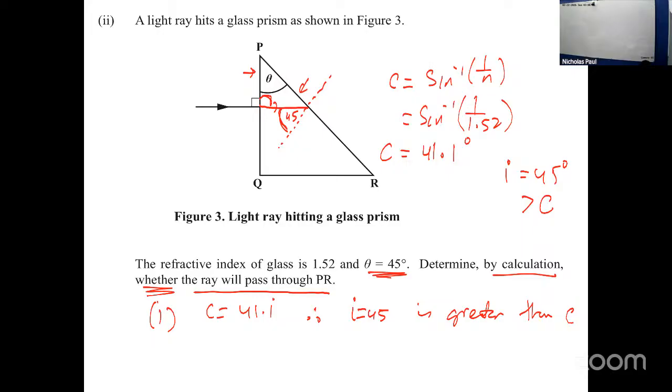No, you're missing one more thing. It's in the denser media, right? In denser media, therefore, total internal reflection will happen and it will not pass through PR. Okay? It will not pass through PR.